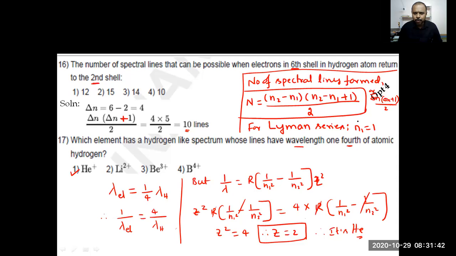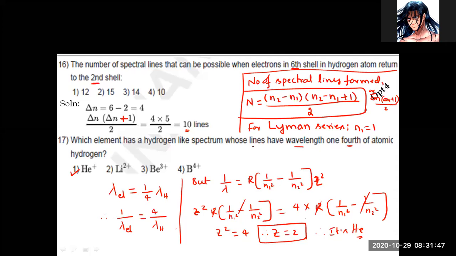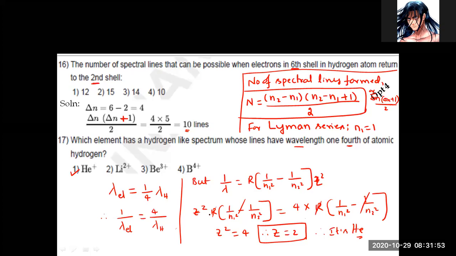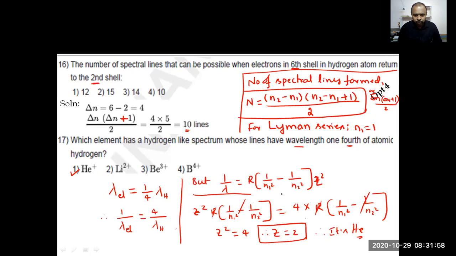4, they have given in the problem. Yes, sir. That I understood. For 1 by 4th H I understood, sir. But I have taken reciprocal. For Z square, how do we substitute the 4? No. I didn't substitute. That 4 was there as it is. This is the equation we know.